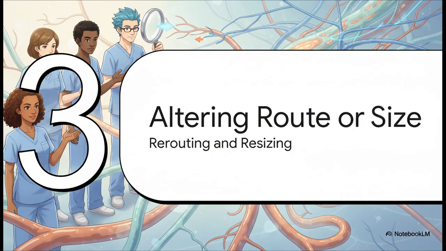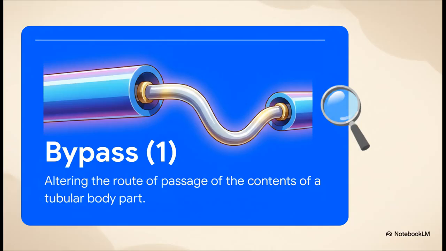Okay, next up, let's talk about the body's plumbing. There's a whole set of procedures designed to change the internal pathways, all those tubes and tunnels that carry blood, air, you name it. The most famous of these, of course, is the bypass. The objective is really simple. If there's a blocked road, you create a detour.